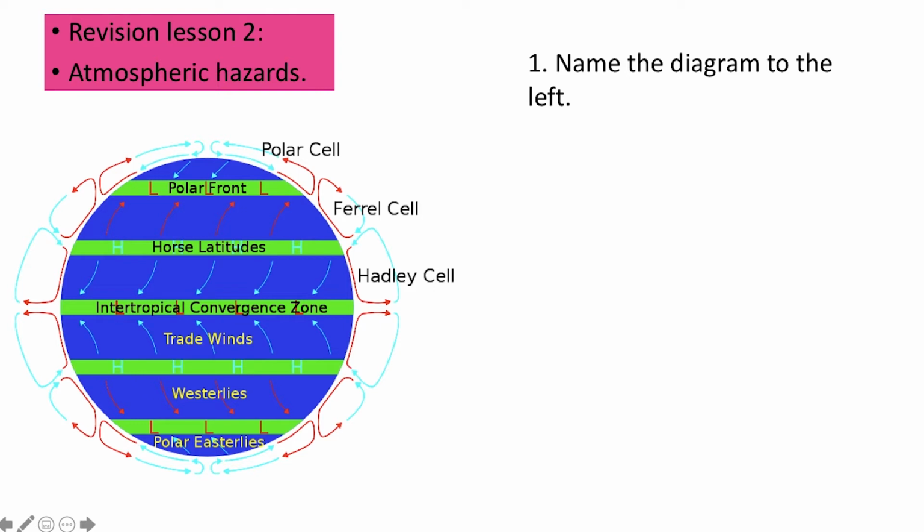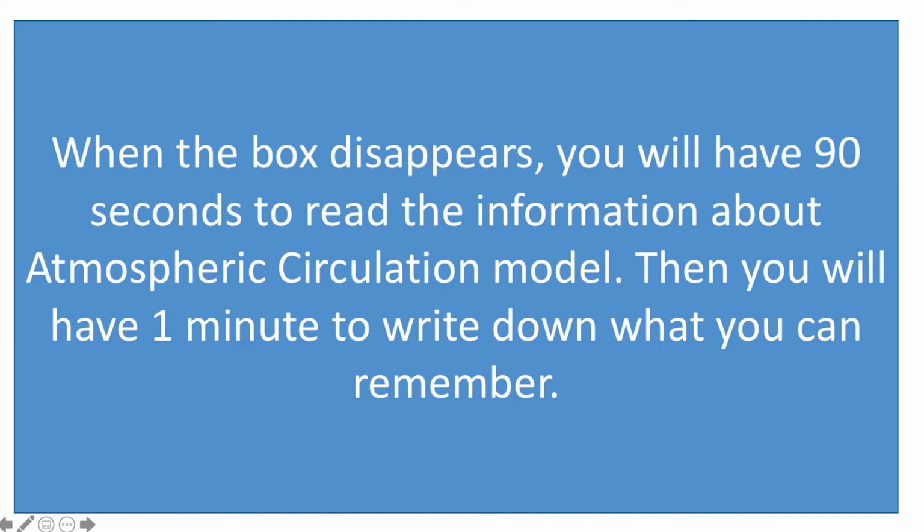Are you able to name the diagram on the left hand side? Hopefully you've all recognised that it is the atmospheric circulation model. In a moment this box will disappear. When it does so, pause the video and spend 90 seconds reading the information about atmospheric circulation. After that, the screen will go blank, or you can move on and write down what you can remember.